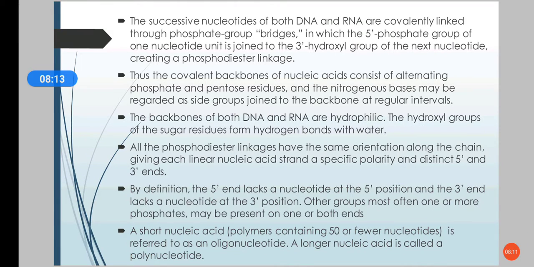At the 5' end there is no nucleotide attached at the 5' position of the sugar molecule, and at the 3' end there is no nucleotide attached at the 3' position of the sugar molecule. Short nucleic acids, that is polymers containing 50 or fewer nucleotides, are called oligonucleotides. If a longer chain of nucleotide residues is linked by phosphodiester linkages, it is called a polynucleotide.